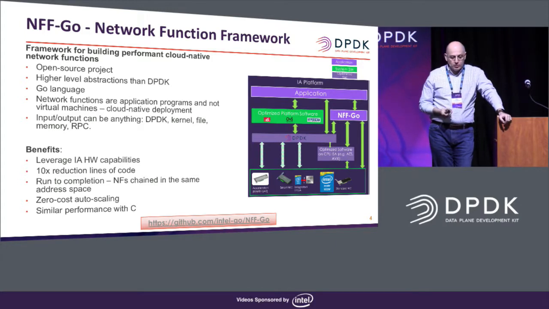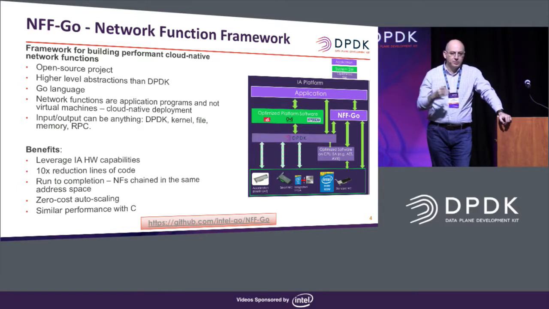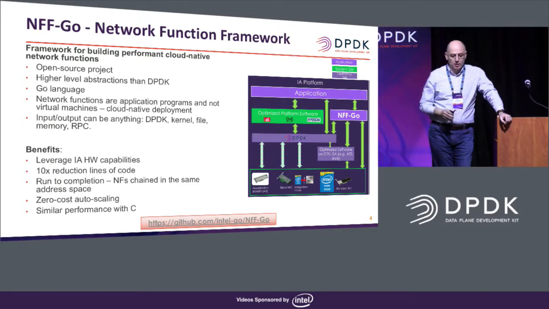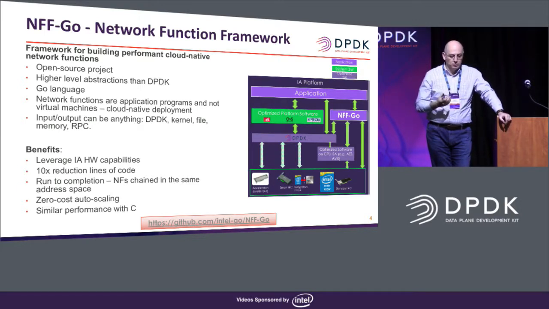Another important part is that because it provides high-level abstractions, input-output can be anything. We don't mandate the source to be DPDK. It can be DPDK packets, DPDK raw packets, kernel structured packets, kernel raw packets, files, memory, even RPCs. Actually, it doesn't matter. We have this abstraction, and this abstraction can consume packets from everywhere.